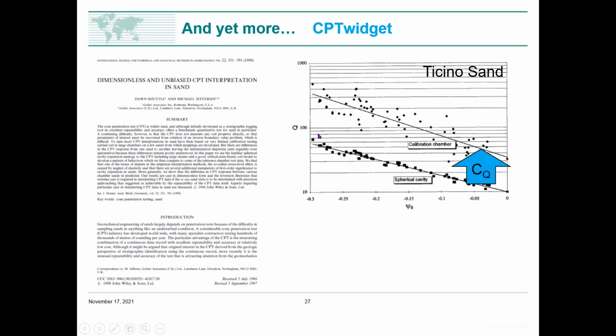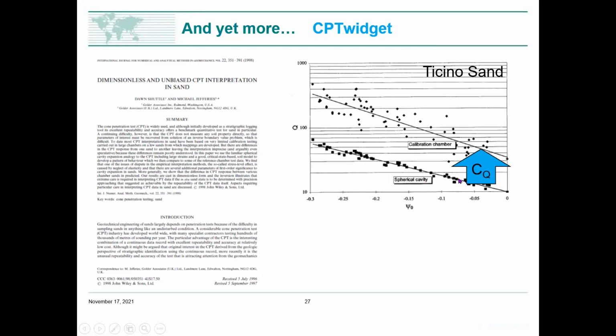And what we did was, the dots here are tests reported for Ticino sand, and that's by far and away the most comprehensive set of calibration chamber data. And so that is the calibration chamber's results on Ticino sand. And we know what this, again, we've tested the CSL, so we know what the CSL is. We have determined the properties of Ticino sand, that is M, N, Chi, the whole nine yards, just as I showed you at the beginning of this talk.